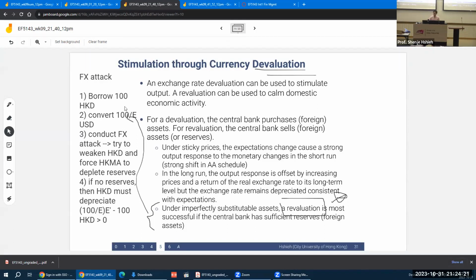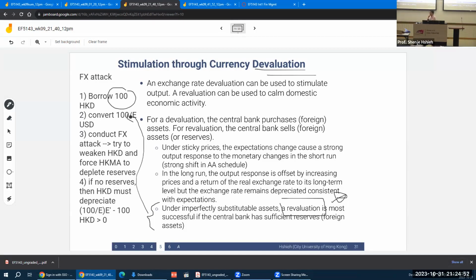So let's just assume the exchange rate is arbitrary E. And they want to conduct an FX attack. In other words, they want to try to weaken the Hong Kong dollar and force HKMA to deplete its reserves. Okay. Why would they do that? Well, because they want to be able to buy Hong Kong dollars back cheaply, right? So they want Hong Kong dollars to depeg, and then they can go ahead and buy Hong Kong dollars cheap, and then cover their liabilities here at a cheaper rate, right?